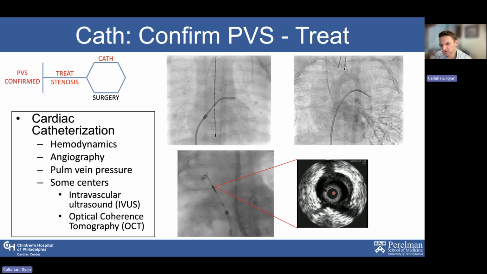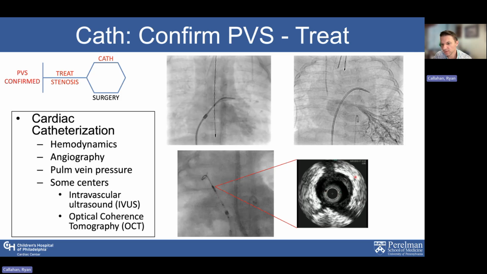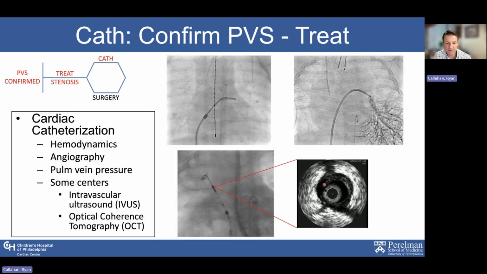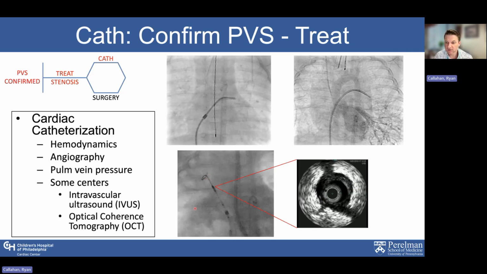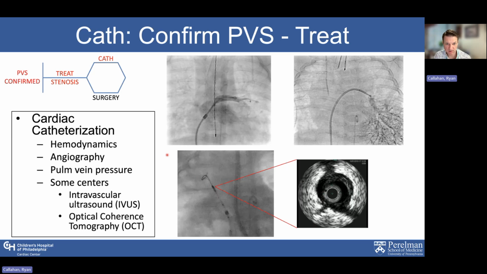And here's the picture. So here's the probe. The black is where the blood is. And then this is the vein wall, which should be paper thin, but it's thick because there's PVS. There's another type of imaging modality called OCT, which some institutions may also be using.